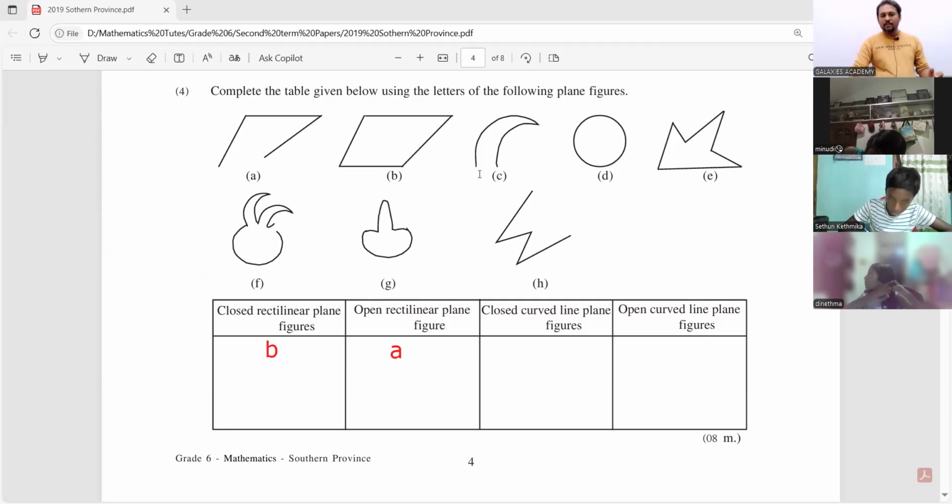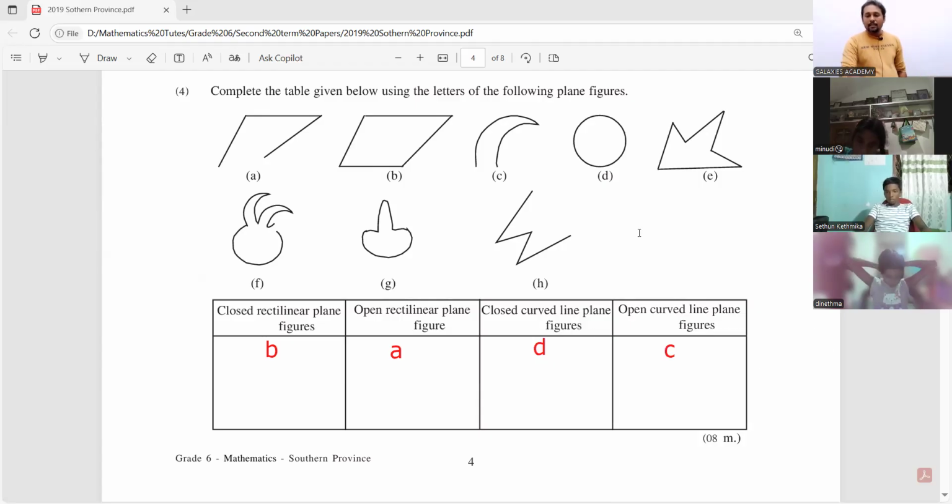Simple C, open figure. It has curved line. So it should be simple C. You have to put into fourth column. Open curved line plane figures. D, it is closed figure, curved lines containing. So you have to put it into third column. E has straight line segments only. It is a closed figure. So it is closed rectilinear figure. First column. Next one, open figure, curved lines containing. So open curved line F. Next one, closed plane figure containing the curved lines. So you have to put it into third group. And last one, open figure rectilinear. So second column you have to put it.